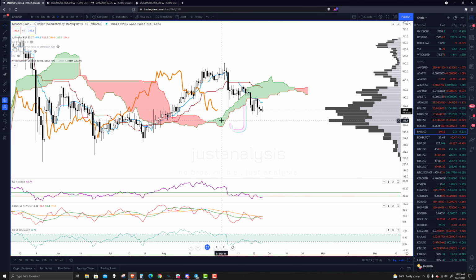There's no supportive price action until the lagging span tags 319 or 300 even. So yeah, Binance Coin looks pretty rough here.